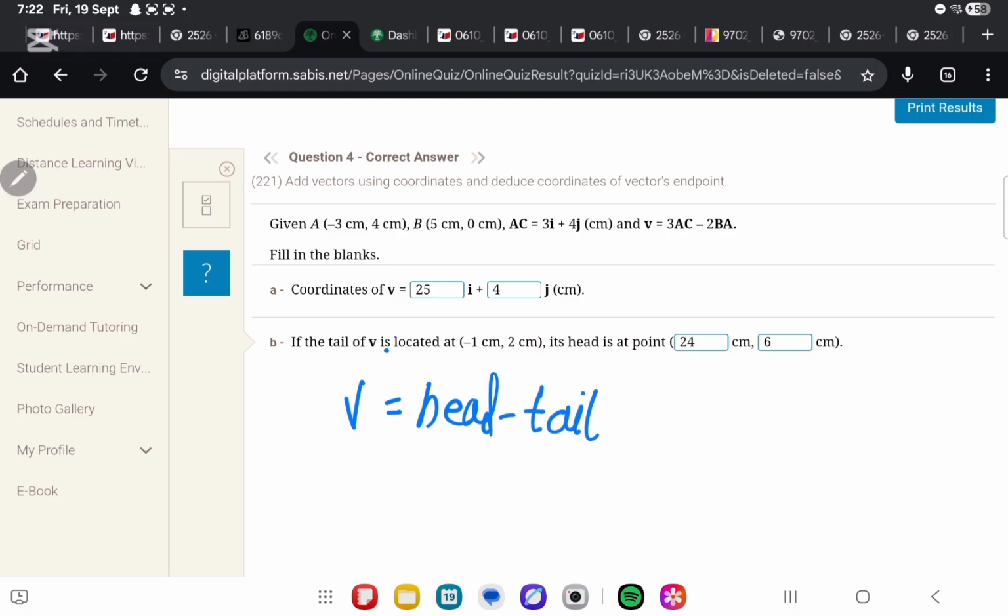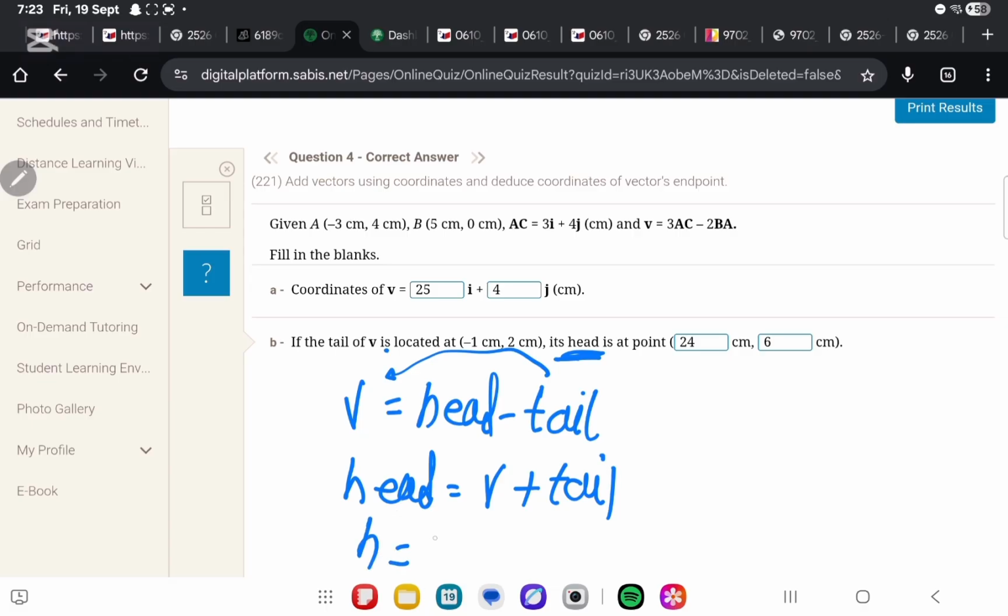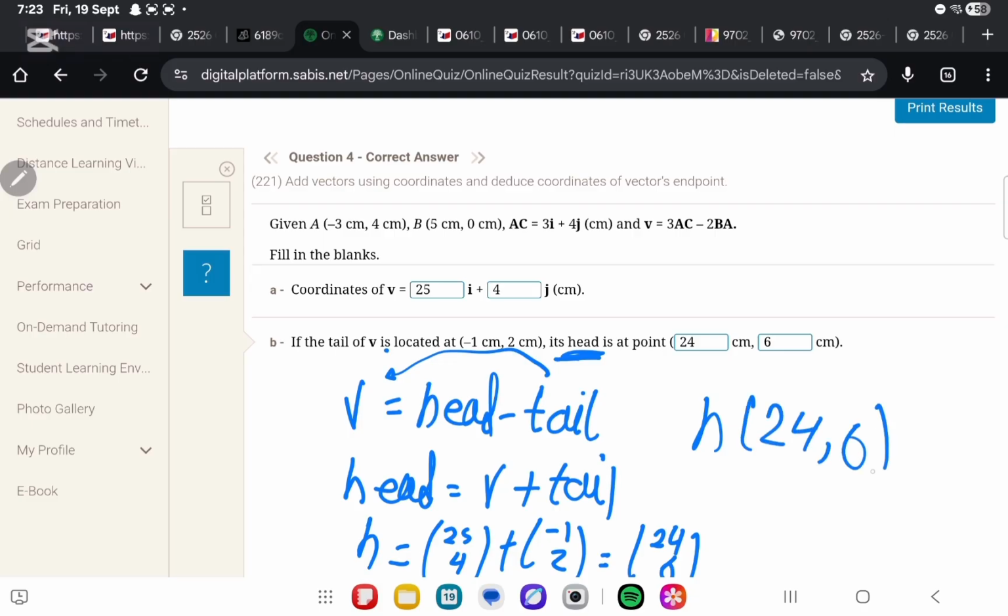Okay, so they want us to find the head. So we can rearrange this equation to say that the head is equal to the vector plus the tail. I just took the tail to the other side, by the way. So the head is going to equal, what's the vector v? 25 and 4, plus the tail, which is at negative 1 and 2. 25 plus negative 1, so 25 minus 1 is 24. 4 plus 2 is 6. So my head is going to equal the coordinates of 24, 6. And this is my answer. Okay.